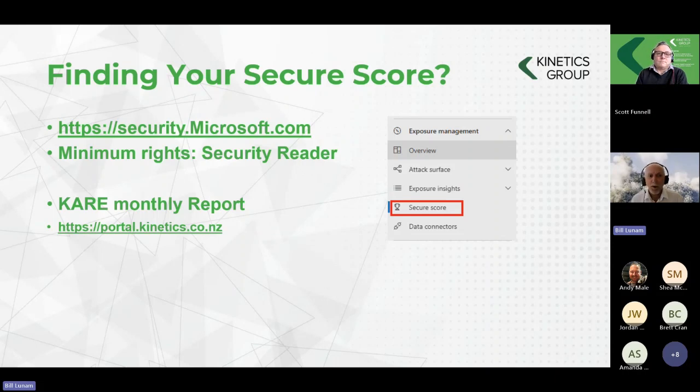You can also find the actual score itself on your monthly care reports, and that is now going to be from 1st of June. The reports that come out at the end of this month will include the score on that report, and of course you can find those in the client portal. So that's how to find your Secure Score.